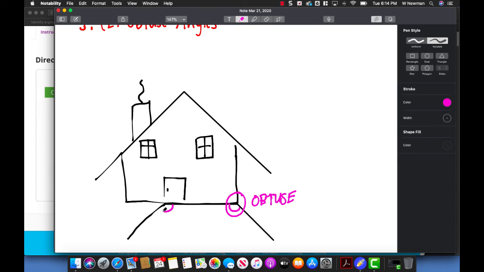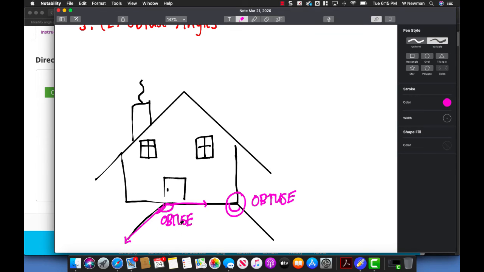This right here, that angle right there, if I drew a line, and then this would be the other line here. I'll highlight it for you. It's not that great. Let's see if I can straighten this line up for you. There you go. See that angle right there? That is also obtuse. So there's your two obtuse angles.